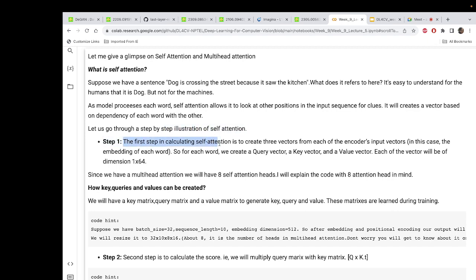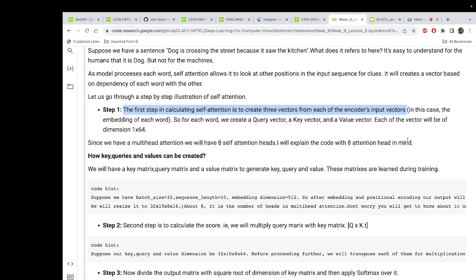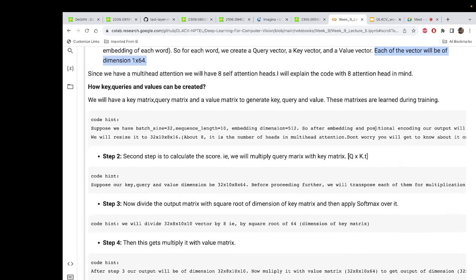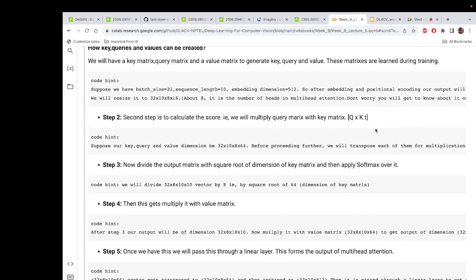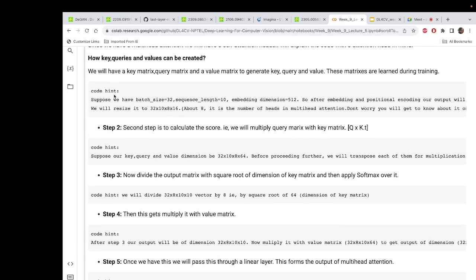So in the self attention, always remember that the first step that we need to do is to create the three vectors from the input vectors: the query vector, key vector and value vector for each word. Each of these vectors in the paper was said to be of dimension 64. That is what we saw in the slides, because the square root of 64 was 8, and that is what we were dividing with, if you remember. There are a lot of details here which we may not go into.